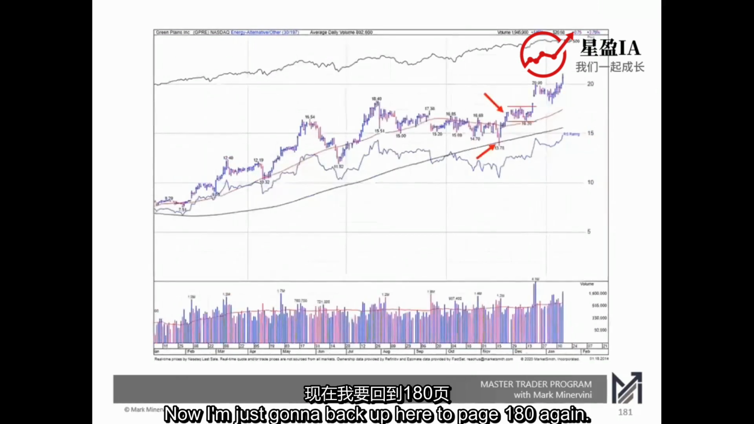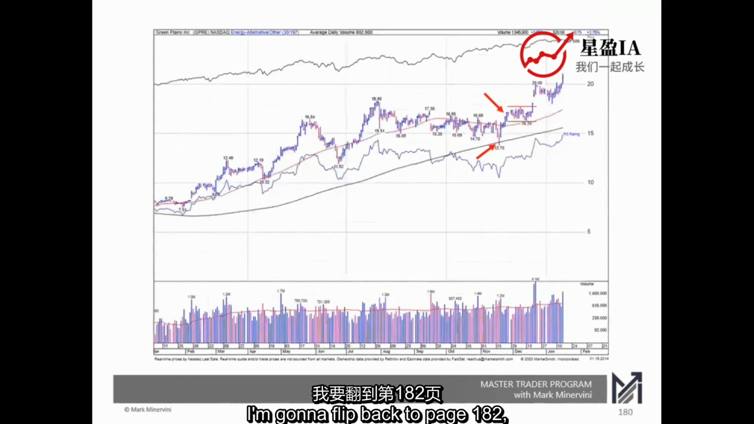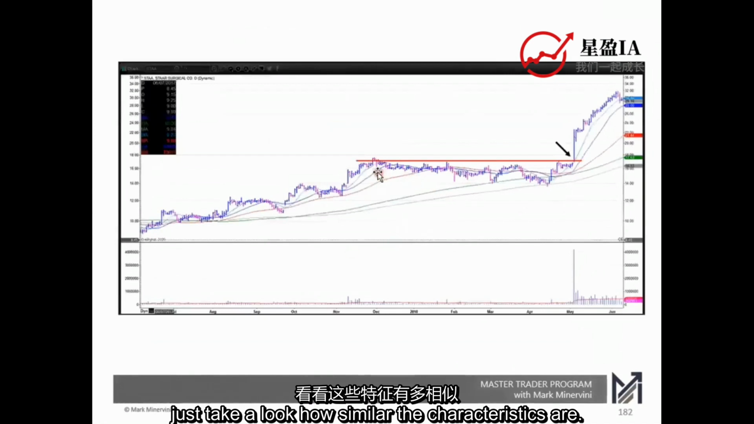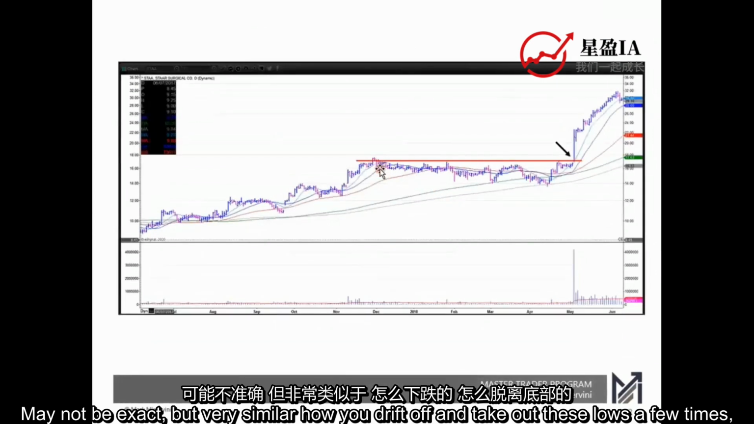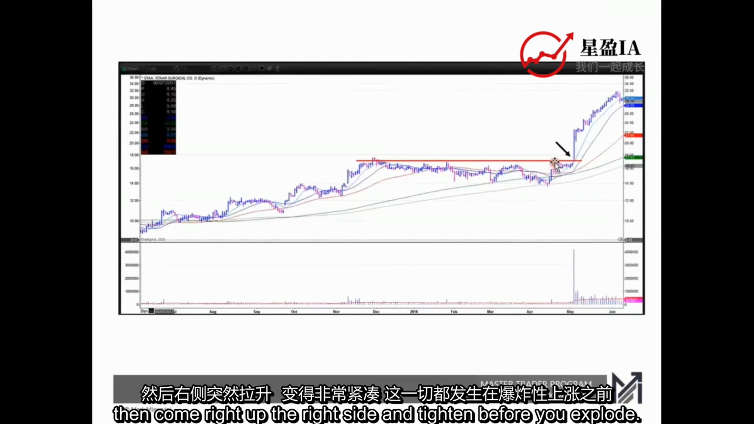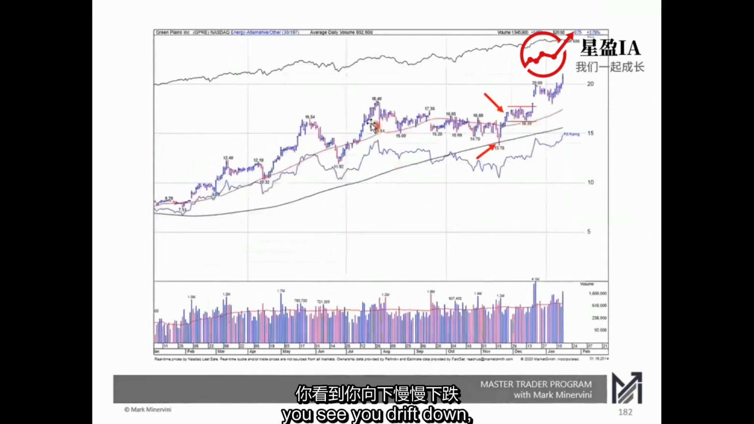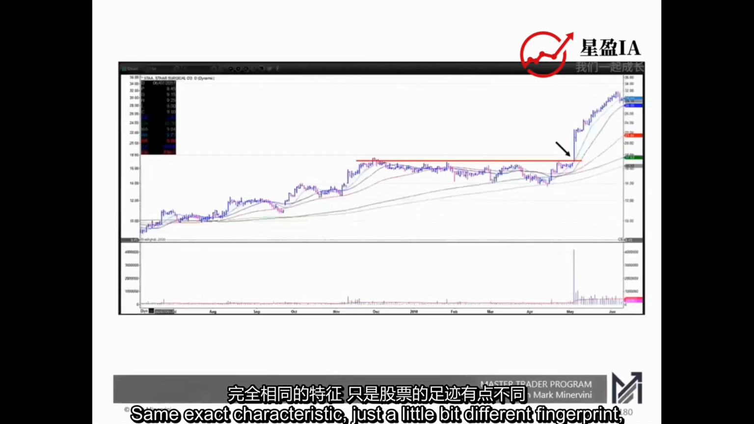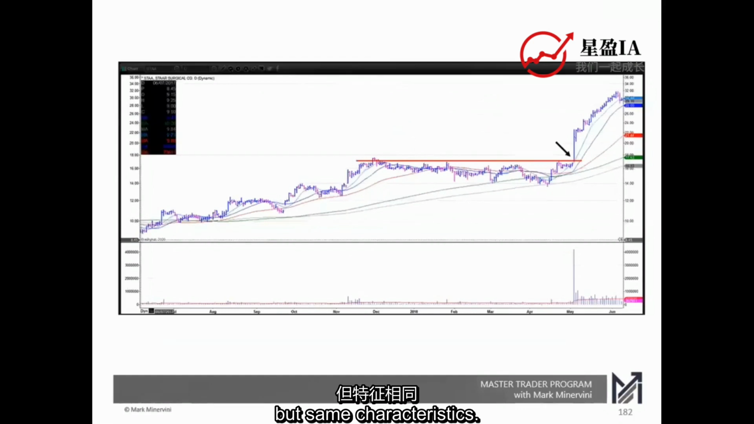Now, I'm just going to back up here to page 180 again, and then I'm going to flip back to page 182 and just take a look how similar the characteristics are. May not be exact, but very similar. How you drift off and take out these lows a few times, and then come right up the right side and tighten before you explode. Let's go back to 180 again. You see, you drift down, take out the low, come ripping back, tighten up before you explode. Same exact characteristic, just a little bit different fingerprint, of course, but same characteristics.